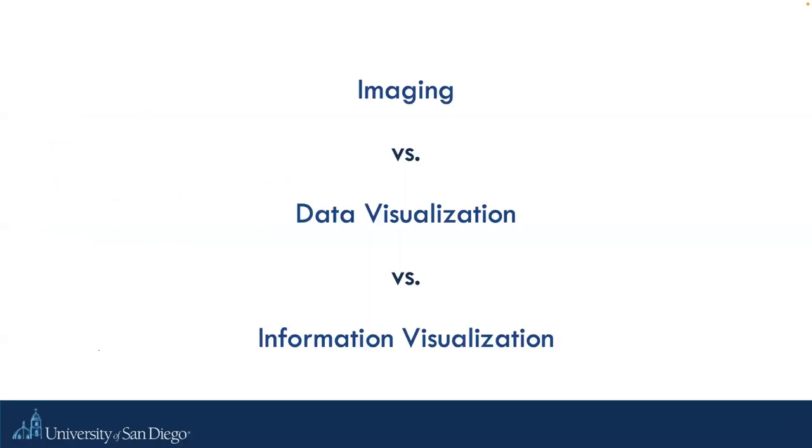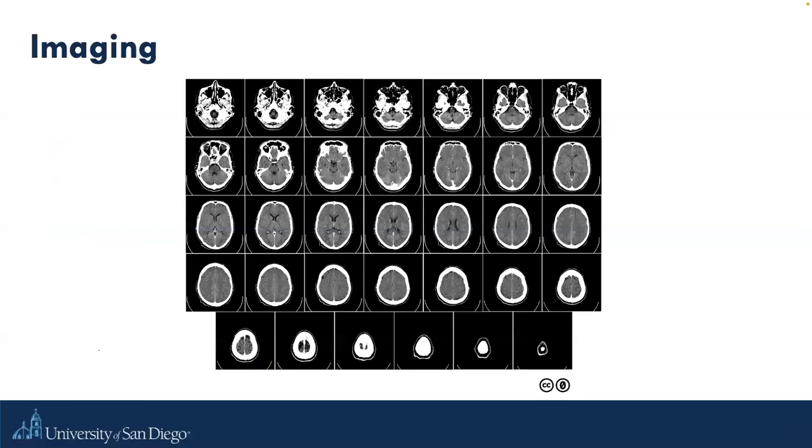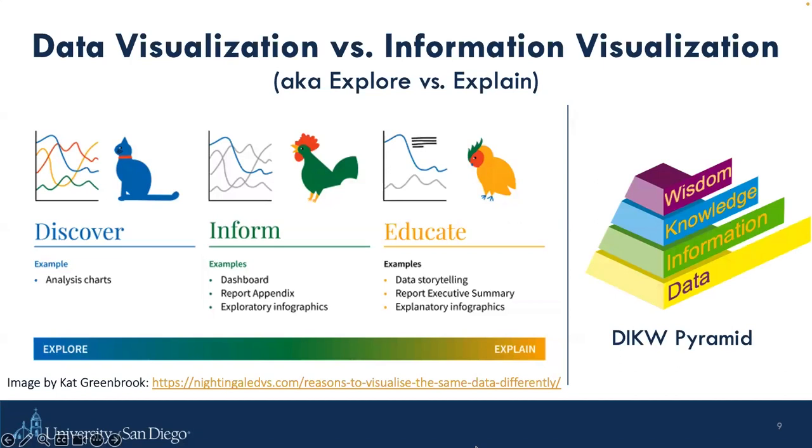So, imaging. What is imaging? What is data visualization? What is information visualization? Imaging refers to things like CT scans, MRIs, X-rays, that kind of thing. We're not talking about that today. So then oftentimes people use these terms data and information visualization kind of interchangeably, but there is a difference.